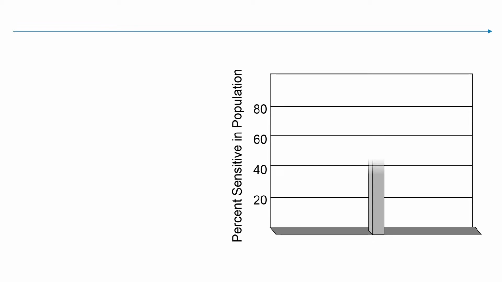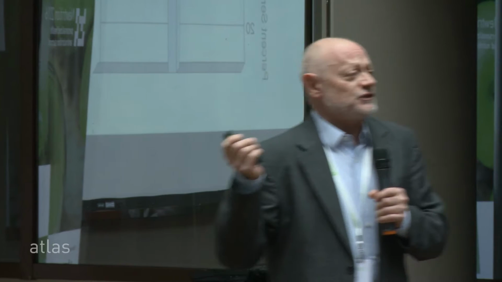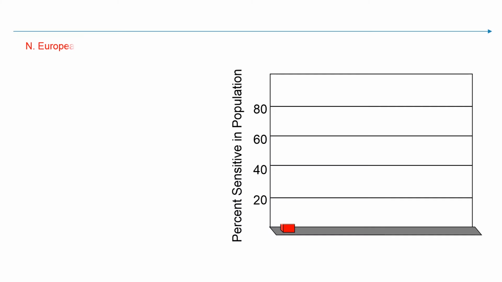But that doesn't happen with most complex diseases. There is one example, or several examples, of this applying to nutrition, and I won't tell you what it is. Some of you may know. 70% of the world's population is sensitive to this nutrient, so that's sensitive in the population.